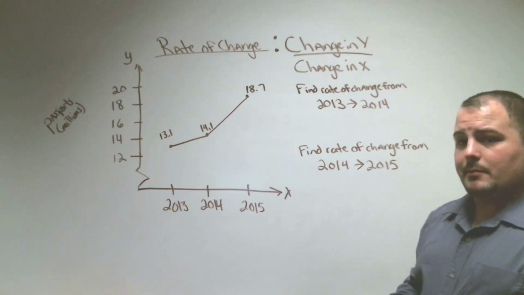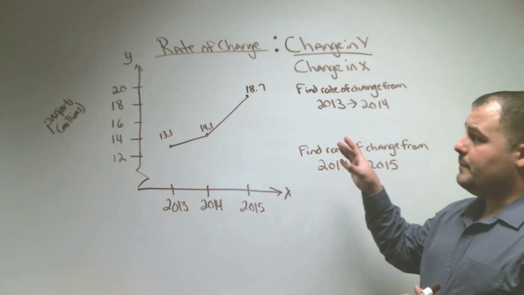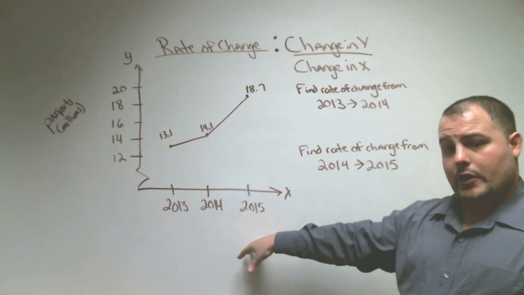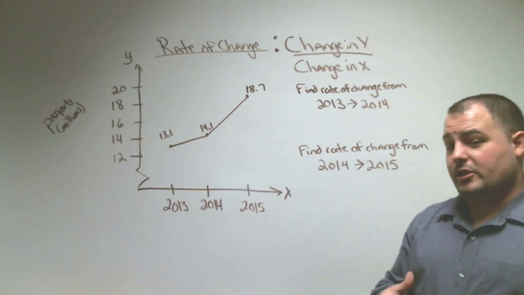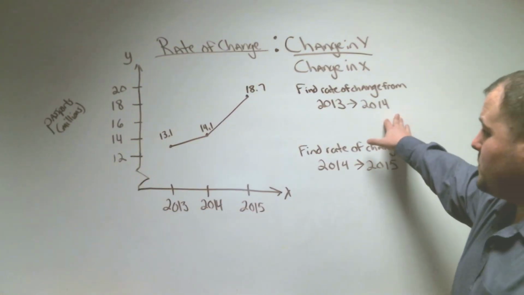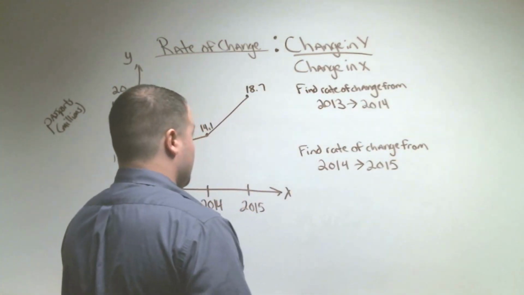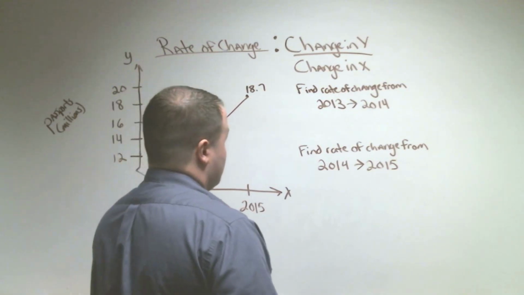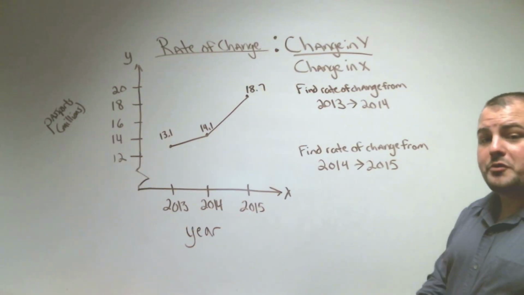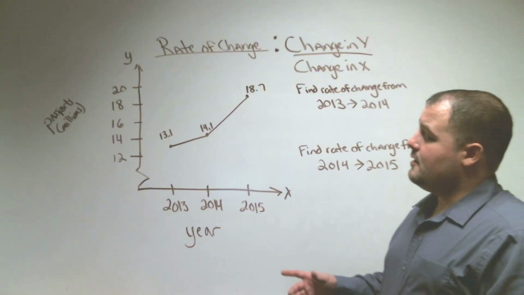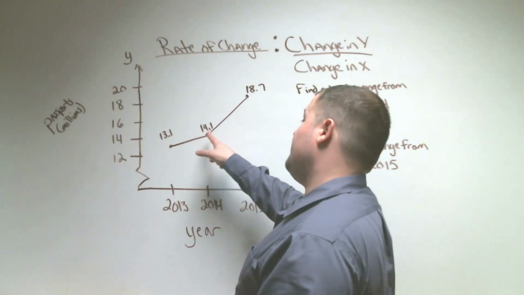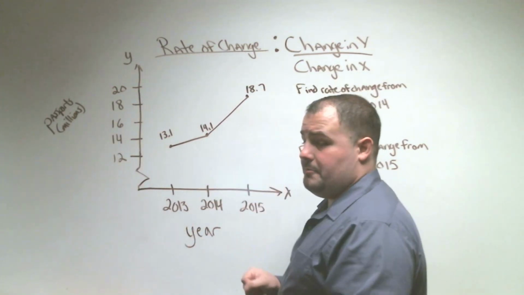So in this problem, we're going to be finding the rate of change between passports in millions and the year. So how many passports were given out in the United States in a particular year. So the first thing we're going to do is find rate of change from 2013 to 2014. We're going to find rate of change from 2014 to 2015. So we're going to find rate of change from this point to this point. And then we're going to find rate of change from this point to that point.